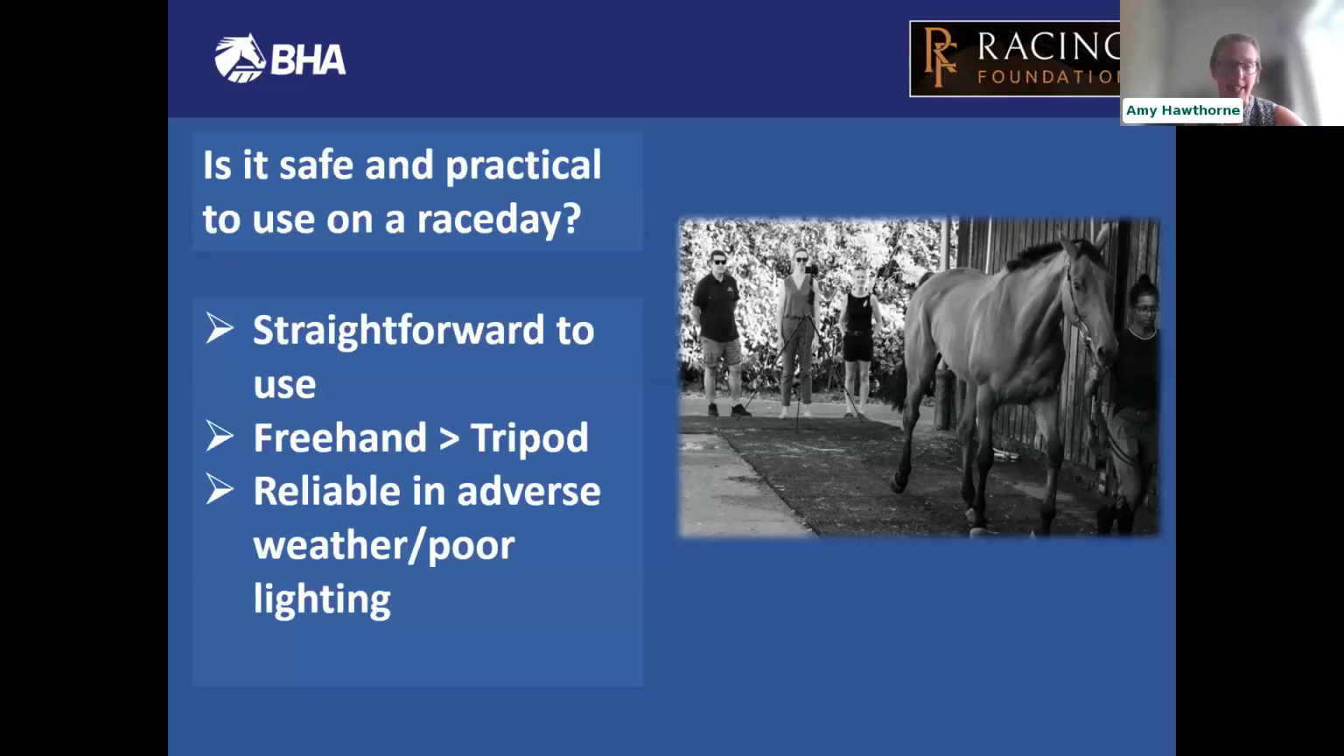In my opinion, the app is the only form of gait analysis that would be safe for us to use in British racing. We trialed it freehand and on a tripod, and found that the video quality is equally good, and freehand is considerably safer. We found the analysis and the devices stood up to all forms of British weather, which was impressive. From very bright sunlight to lashing rain, we still found the analysis to be good.